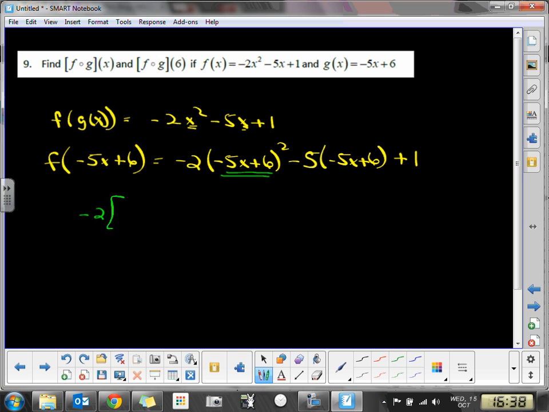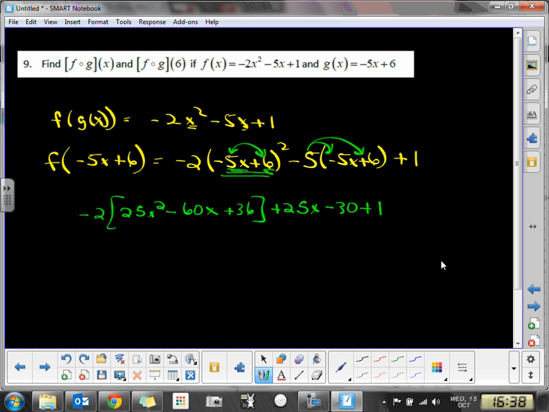Negative 2 times squaring a binomial. I square the first thing, that's 25x squared. I double the outside inside, so I multiply those two together. That's a negative 30, doubles to a negative 60x. I square the last, which is plus 36. That all has to be multiplied by negative 2. I'm going to distribute my negative 5, so negative 5 times negative 5x is a positive 25x. And then negative 5 times 6 is a negative 30, plus 1.